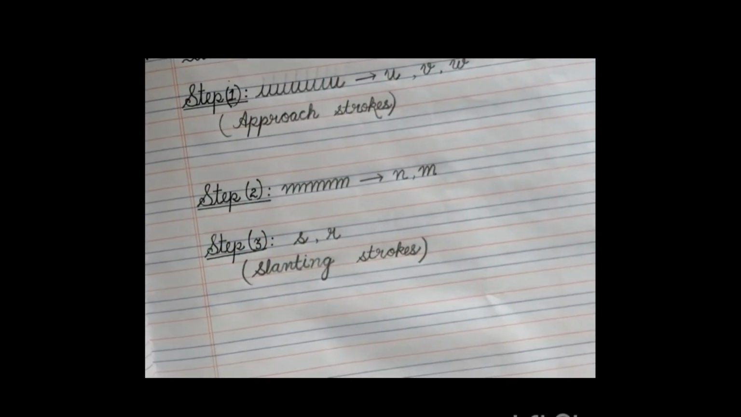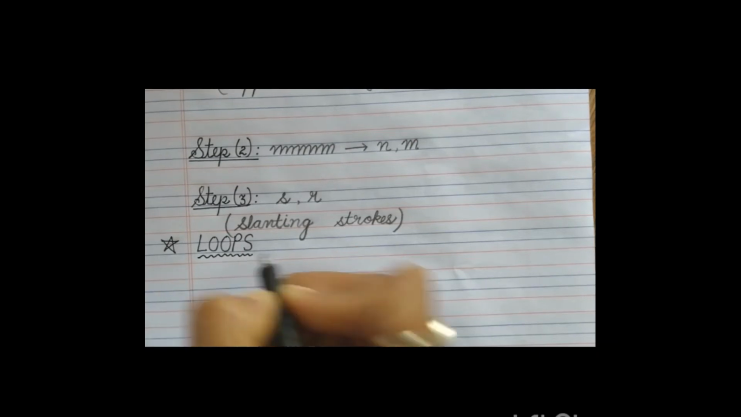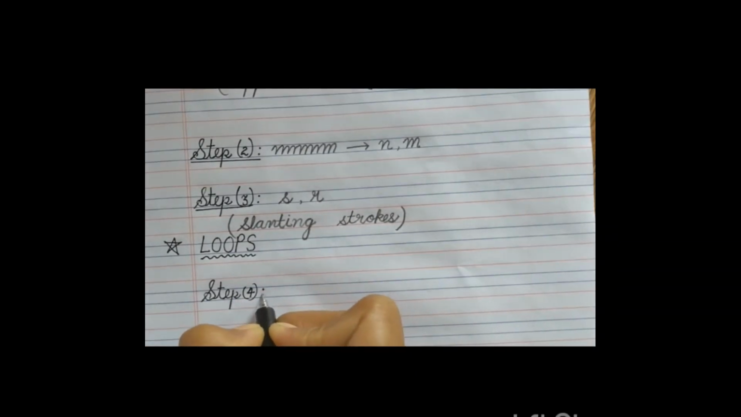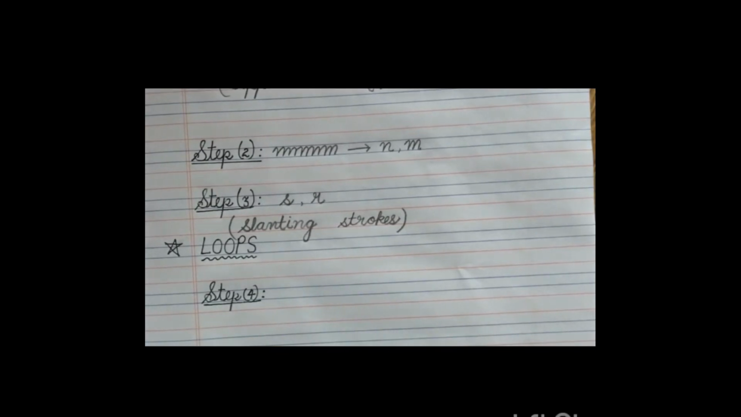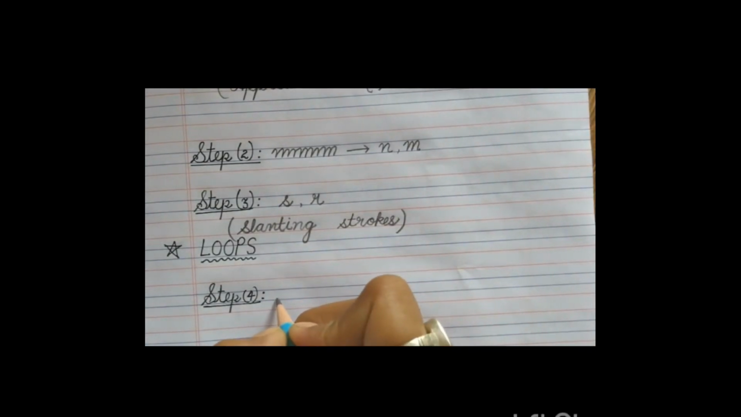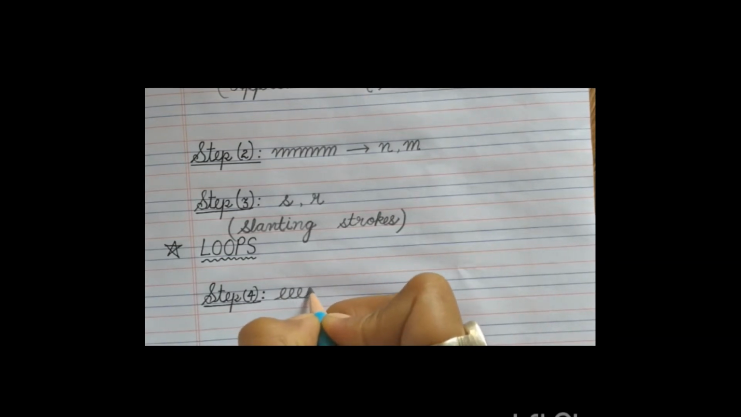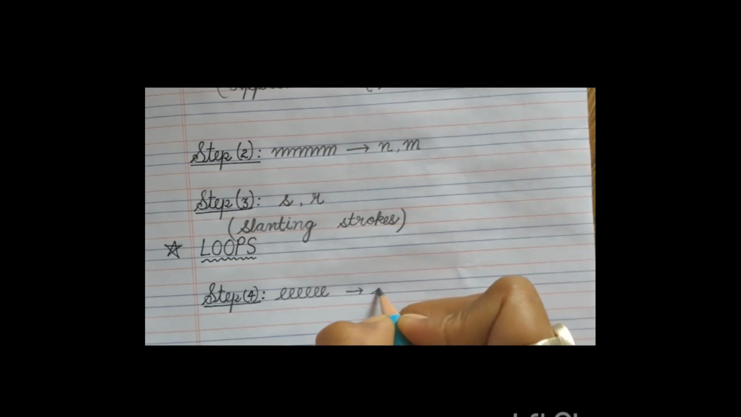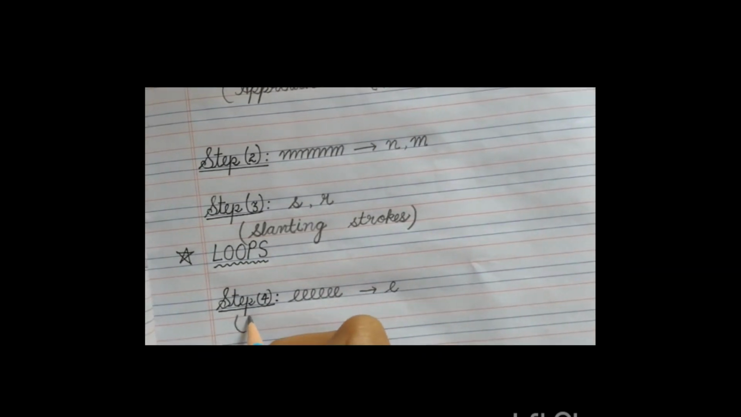Now comes the second pattern, called loops. So our step 4 is the roller coaster loop. Simply you have to start from here, that is up and down, up and down. That's it. Using this roller coaster, we can write E.